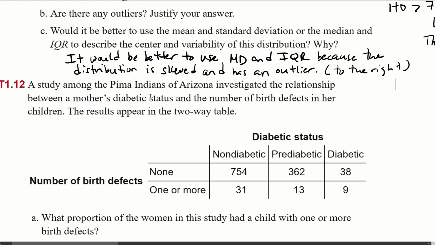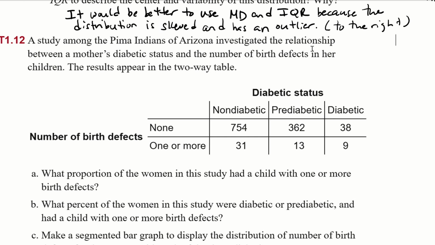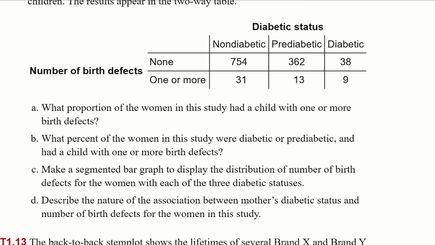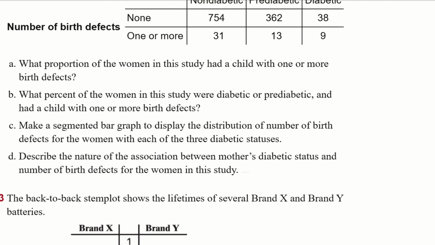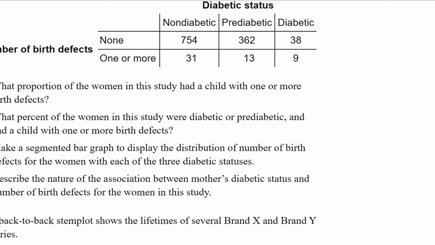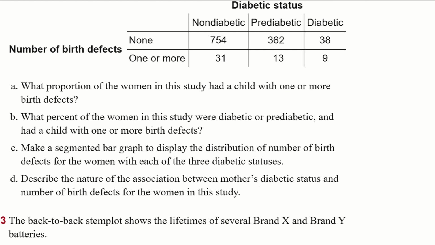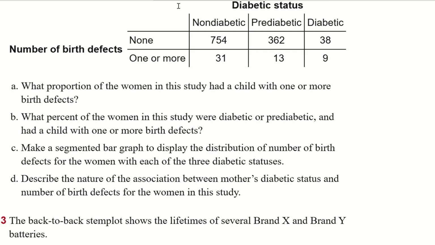Okay, all right, so here we go. A study among the Pima Indians of Arizona investigated the relationship between a mother's diabetic status and the number of birth defects in her children. The results appear in the two-way table. So we have our data, our two-way table for that. What proportion of the women in the study had a child with one or more defects?